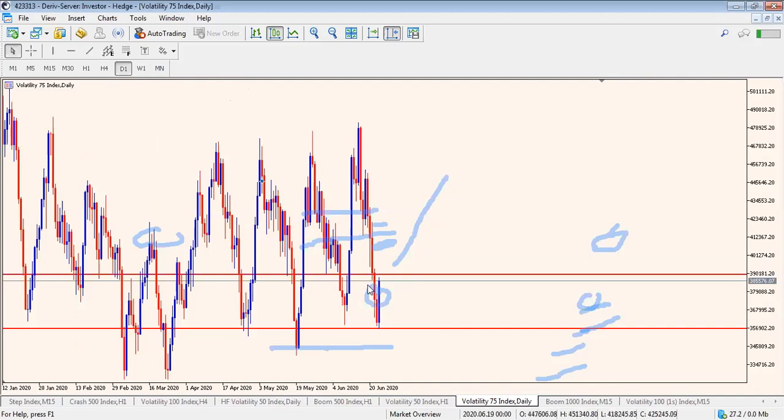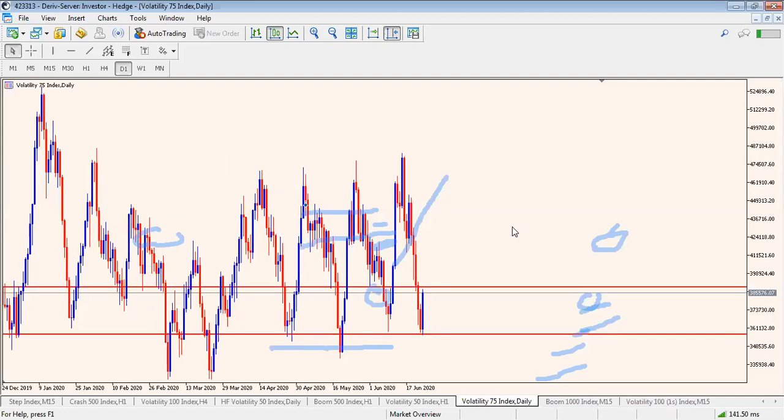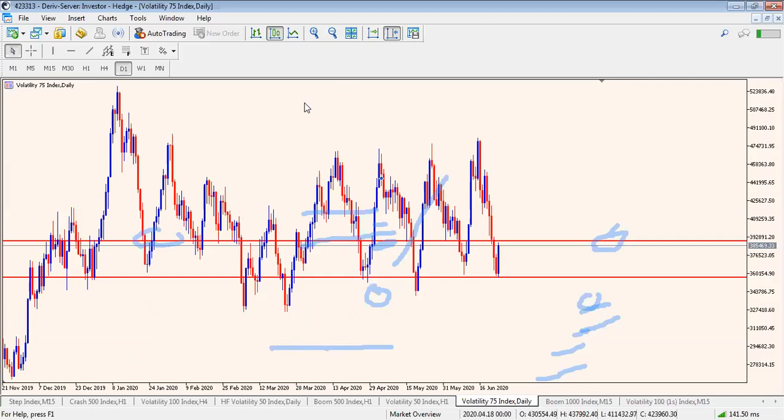In overall direction, from the daily time frame, the market is in a downtrend. By looking at this page, it's ranging. The market is ranging here. Just look at here. It's just making waves.